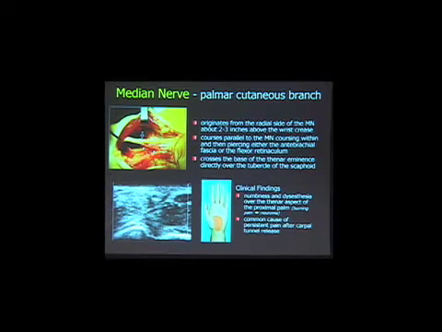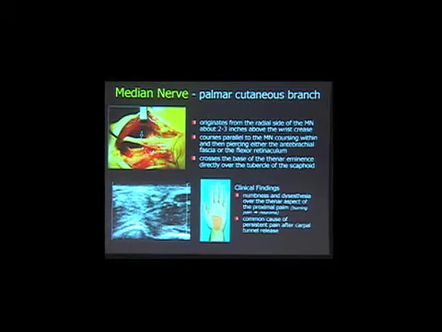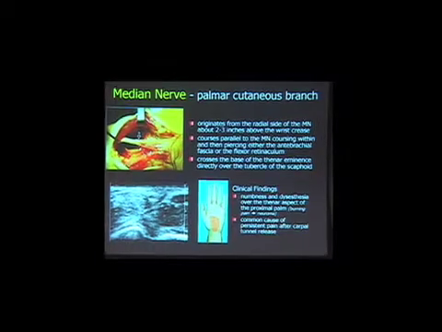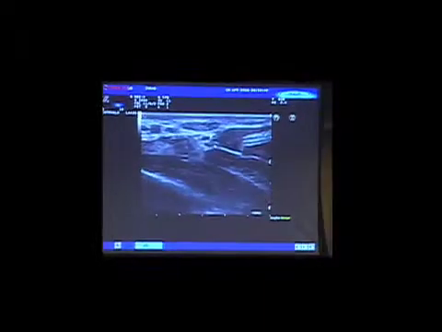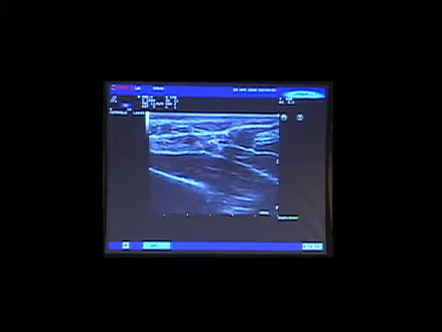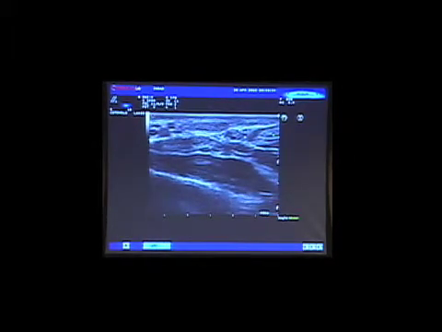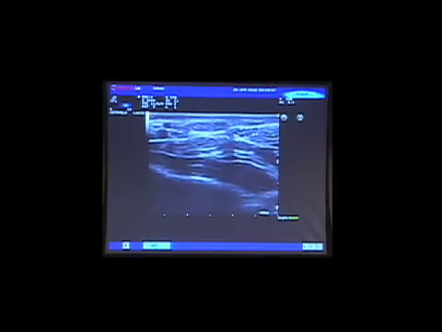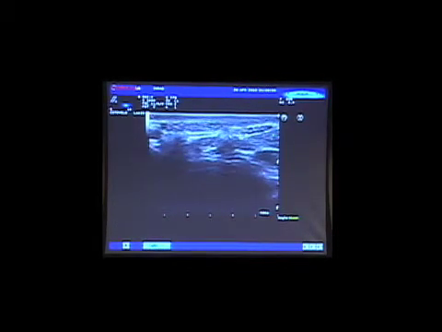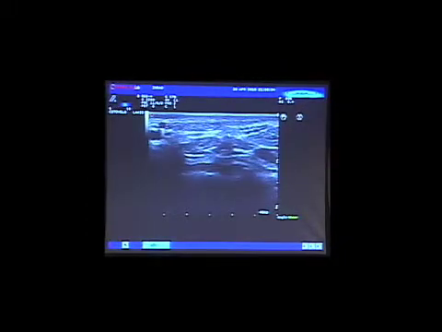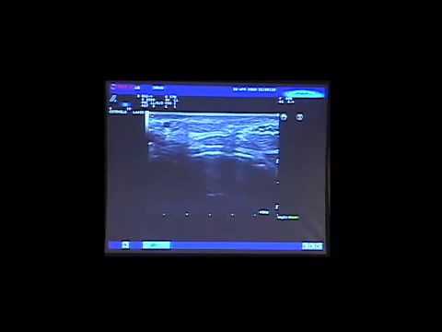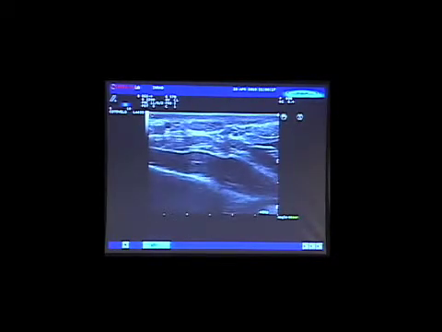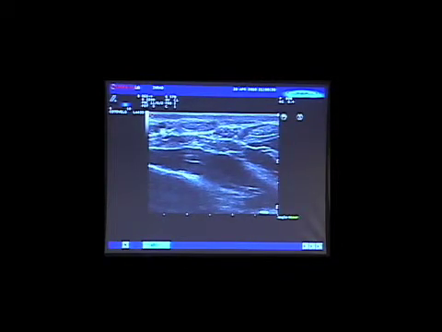I will select the highest frequency transducer, of course, to demonstrate the palmar cutaneous branch of the median nerve. We place the transducer at first over the median nerve at the distal forearm. This is the median nerve. Look at the radial fascicles. Look at this fascicle, and then you see these fascicles. This fascicle pierces the retinaculum here, now is deep, now is superficial to the retinaculum, to supply the skin over the proximal palmar crease. The nerve is a very small structure. Let me measure it.